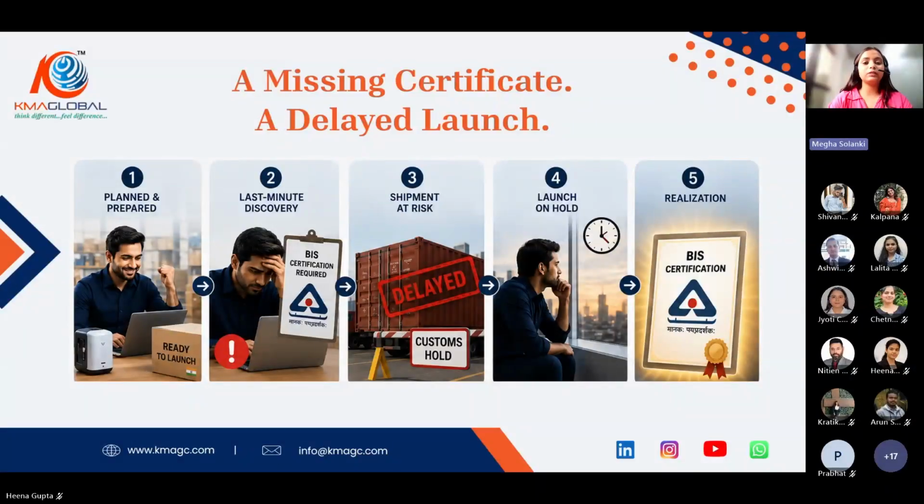But just before dispatching the product, they came to know that their product required a BIS certificate. And without it, they could not get customs clearance and they could not legally sell, store, or distribute their product in India. At that moment, they realized the months of hard work just stood still because of one missing document. So, this story depicts that BIS certification is not just a certification, it protects your business and grants access to the Indian market. So, coming forward, we will look at how we can get this certificate.